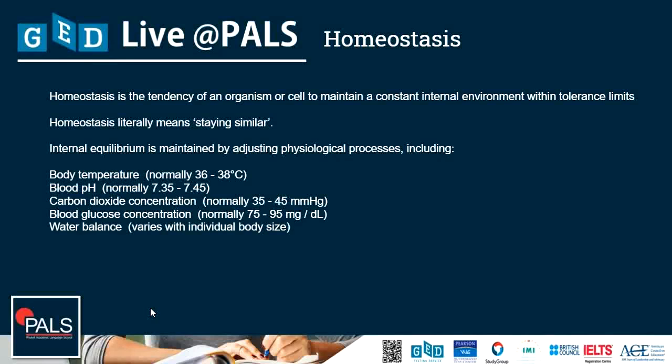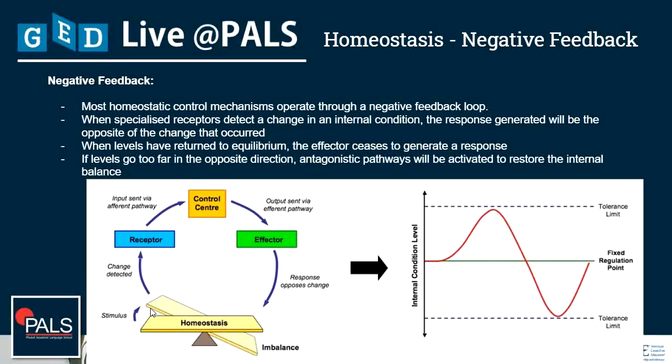Now, how does our body maintain homeostasis? How does our body keep things in balance and equilibrium? It does that with so-called negative feedback mechanisms. Negative feedback, not in the way that we use it. It doesn't mean what we might understand here. Negative feedback here means an opposite response. Negative in terms of opposite, and feedback in terms of response.